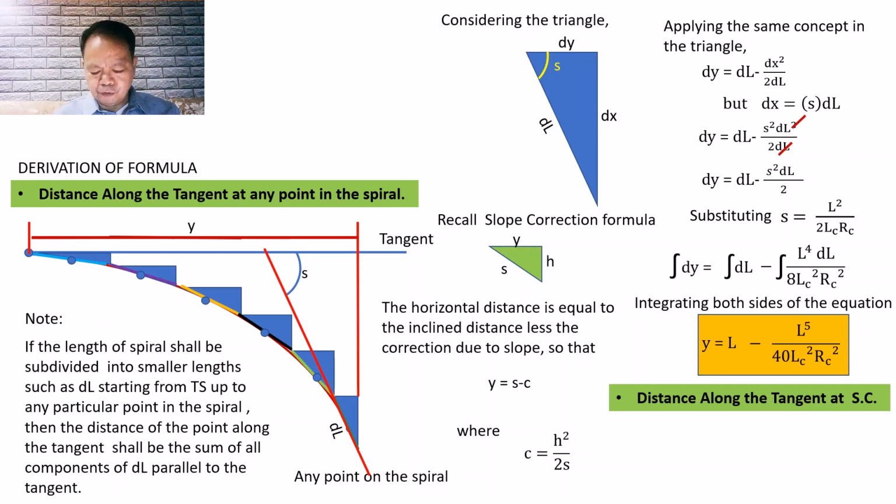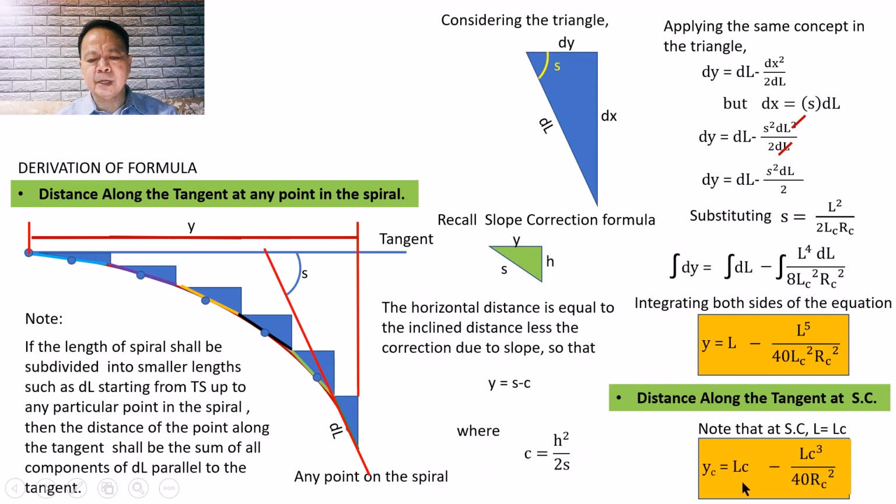Now, if we're going to solve for the distance along the tangent at SC, knowing that at SC, the length of the spiral is already equal to L sub C. Therefore, we substitute the value of L sub C here in L, and Y will become Y sub C. So that Y sub C becomes equal to L sub C minus L sub C cubed, because L sub C here will cancel with that, so that becomes 40 times R sub C squared. And that is our formula for finding the offset from tangent, or the distance along the tangent at SC.